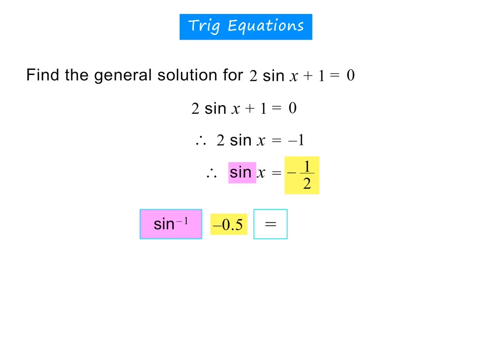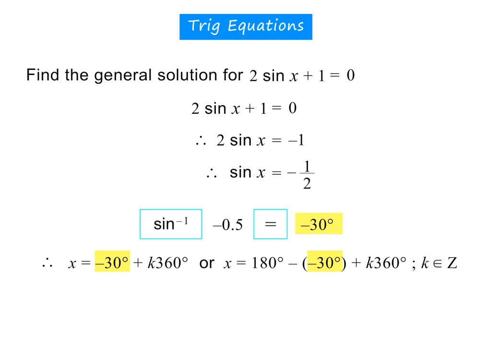Step 1, as always, is to do the following calculator work. This gives an angle of minus 30 degrees, which we can now use to write down the general solution. To do this, we need to write the angle twice, first on its own, and then we subtract it from 180 degrees.